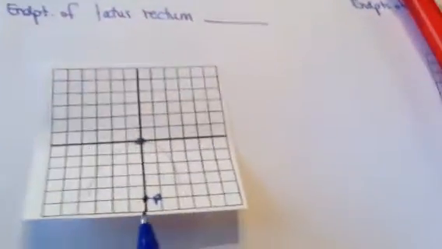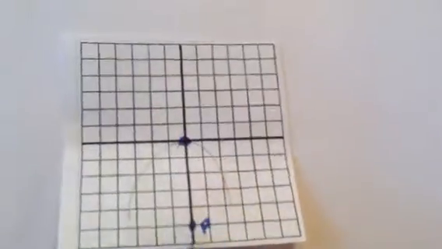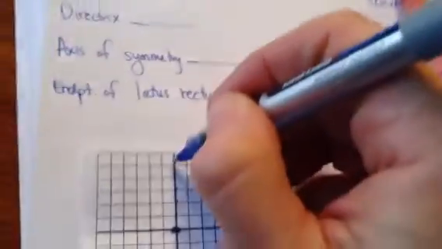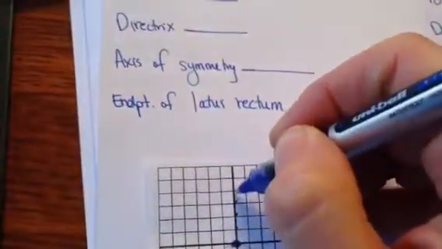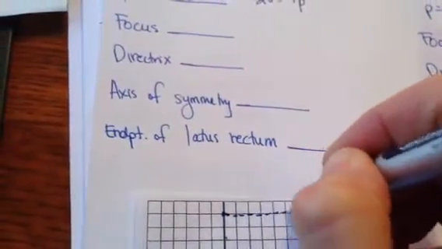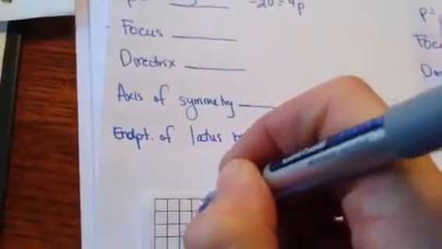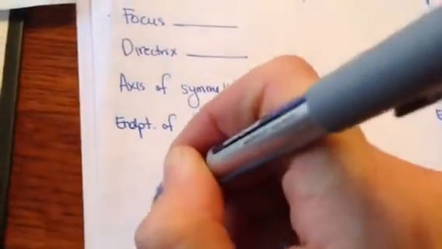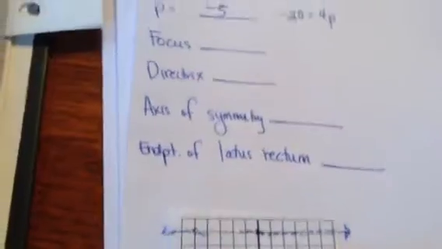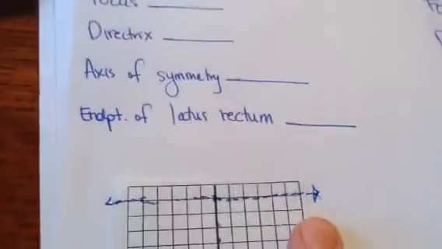If I'm going to go down 5 to find my focus, and realize that's the value of P, I'm going to go up 5 to find my directrix: 1, 2, 3, 4, 5. Right there. That is not a point. It is a line. So go ahead, make sure it is part of your graph. If you leave that off, you will lose points. You have to graph the directrix. You've never had to do that before. You have to do that now.